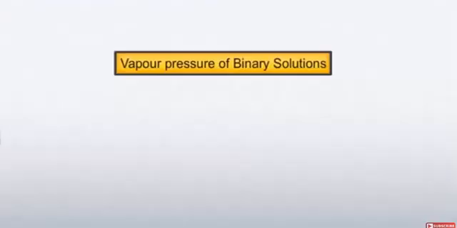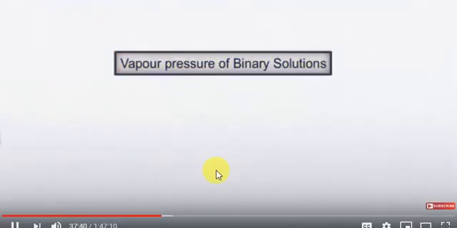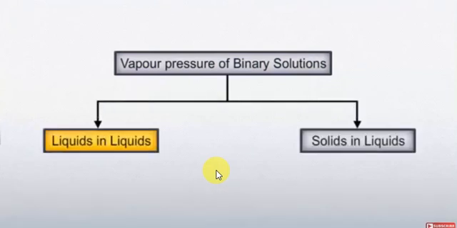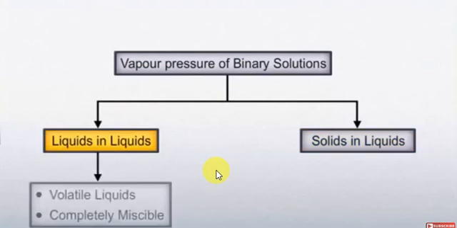Of binary solutions. We shall discuss the vapor pressure of liquids in liquids and solids in liquids. First, we will discuss a binary solution of two volatile liquids, 1 and 2, that are completely miscible in all proportions.